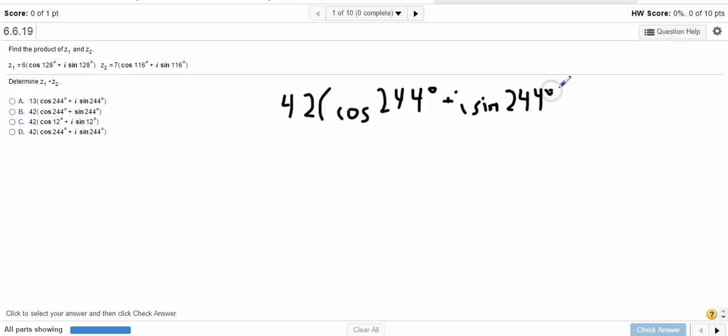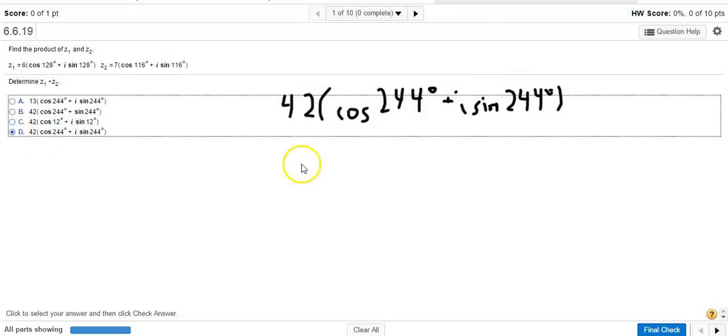Now that angle gets used twice because it's also i times sine of that angle. But that means I'm looking for an answer in this form, 42 times cosine of 244 plus i sine of 244. Now, since this is multiple choice, it should be pretty easy to find the answer that matches this. Just make sure that you do notice some of them are doing something tricky, like this one didn't have the i value in it. So you actually need the 42 cosine of 244 plus i sine of 244.